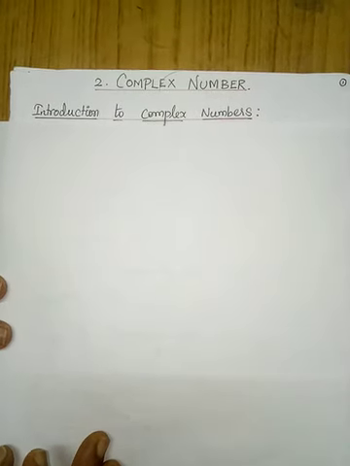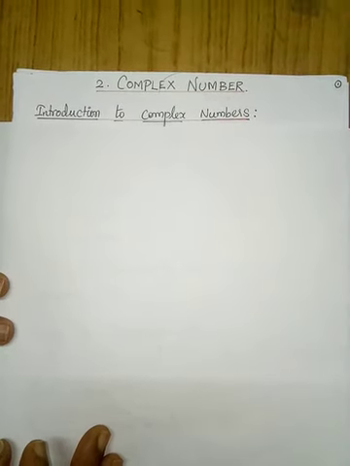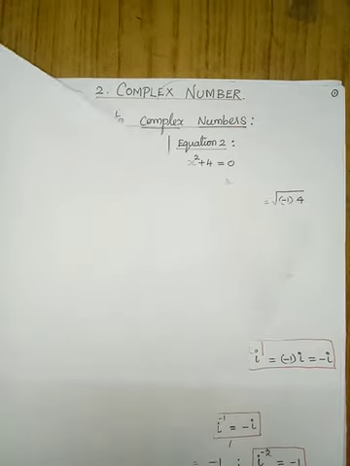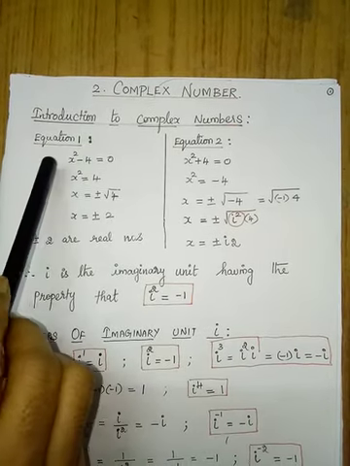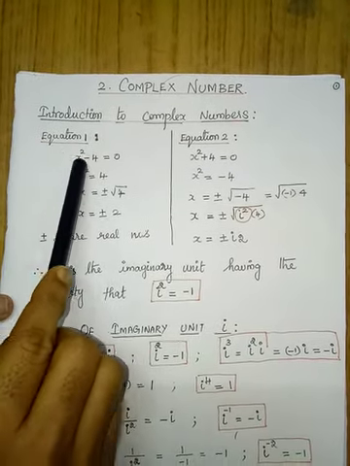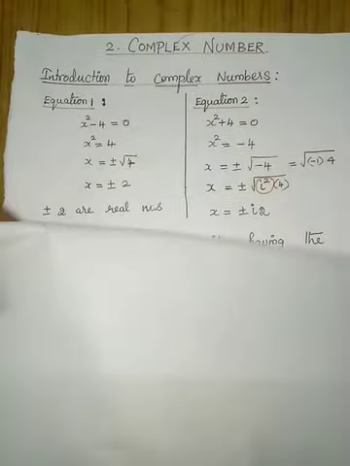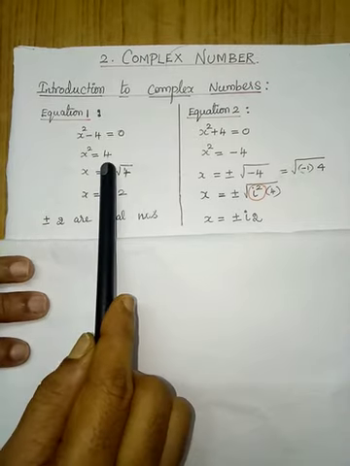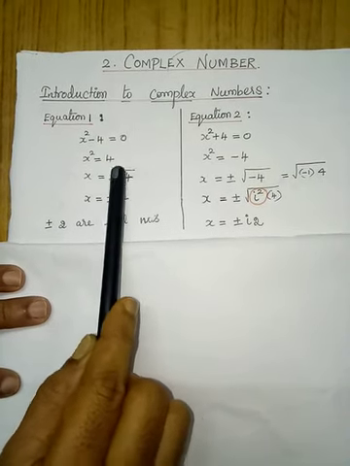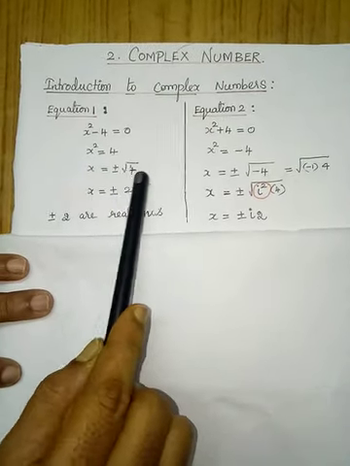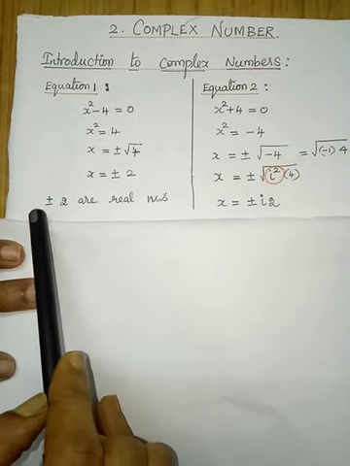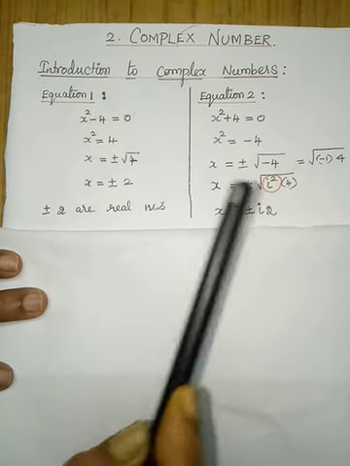Today we are going to see chapter 2, complex numbers. Here I am going to compare two equations. Look at the first equation, x squared minus 4 is equal to 0. So you are getting x squared is equal to 4, x is equal to plus or minus square root of 4. The square root of 4 is equal to 2. So plus or minus 2 are real numbers.